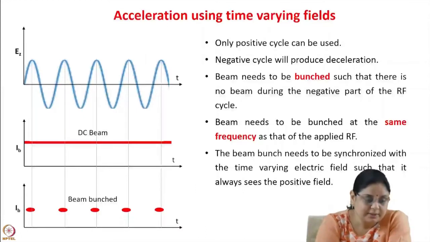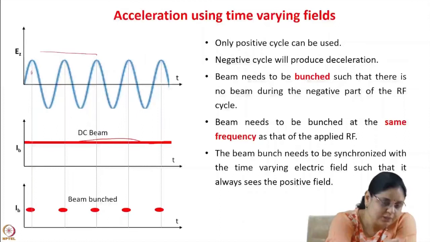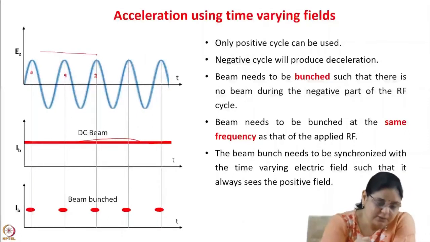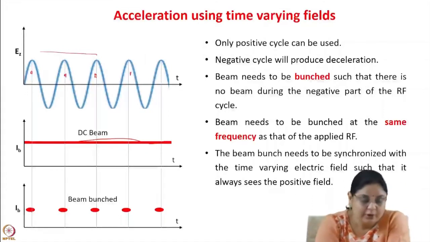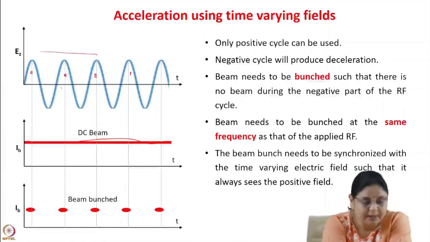In order to accelerate without any loss of beam, the beam needs to be bunched. Let's say this is the DC beam that's coming continuously, and this is the RF field. Now you have to bunch the beam such that it sees only the positive part of the RF field. It does not see the negative part. You need to bunch it at the same frequency as that of the applied RF field. So the bunch frequency should be the same as the frequency of the applied RF.